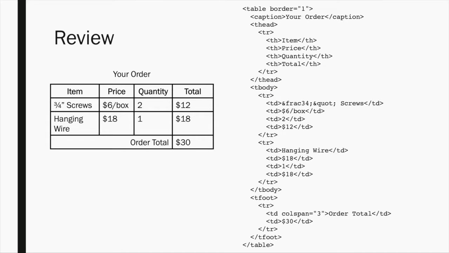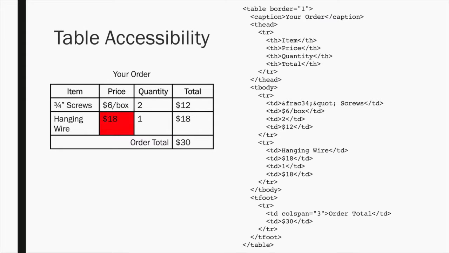First thing, let's go over a bit of the items that we've covered before, such as table, caption, T-head, T-body, and T-foot. Inside those, we have our TRs, our THs, and our TDs, along with the colspan that we use for this example. But what if you have this specific cell right here of $18?